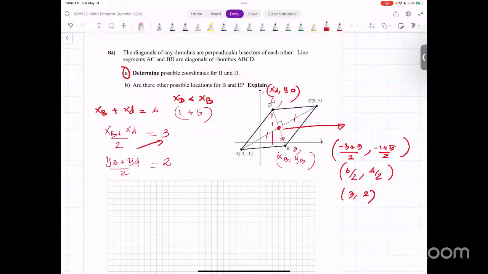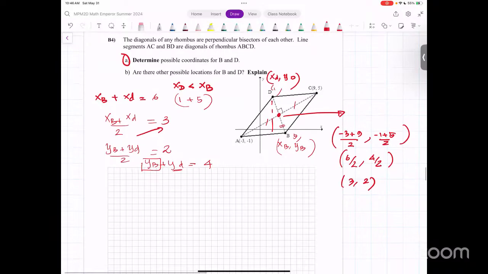Now, we know YB plus YD multiply together 4. I want YD to be positive and YB to be negative, so you can just think about two numbers. YD is positive, YB is negative. YD cannot be 5 because of the Y coordinate; it should be lower than that. So I can say 4.